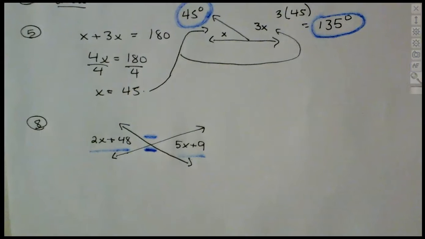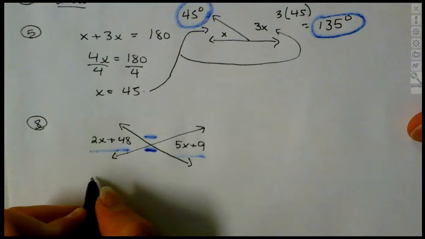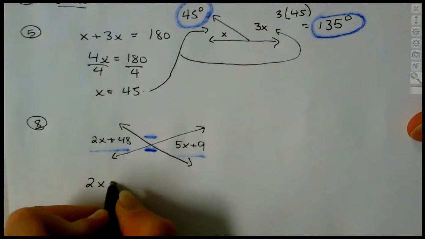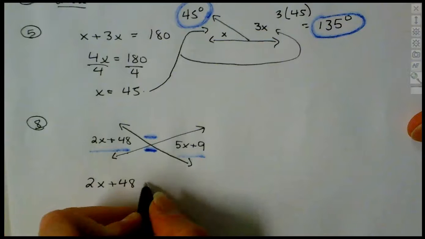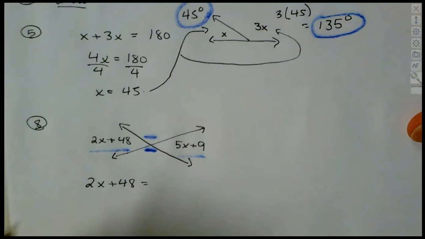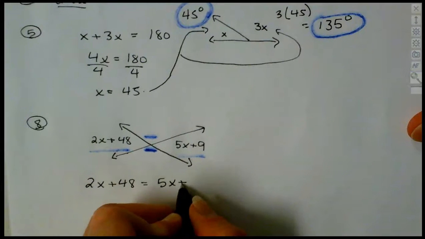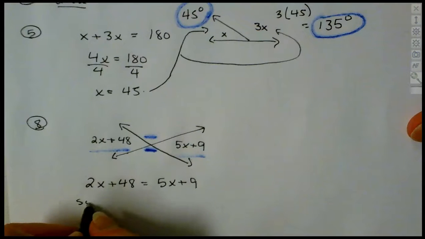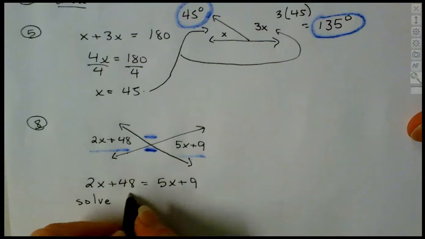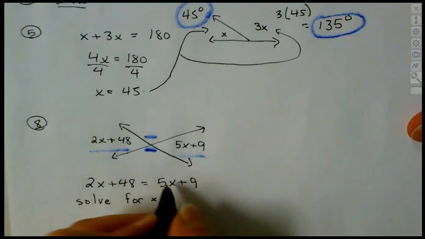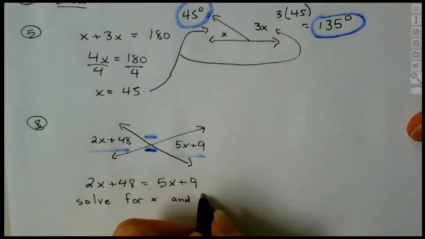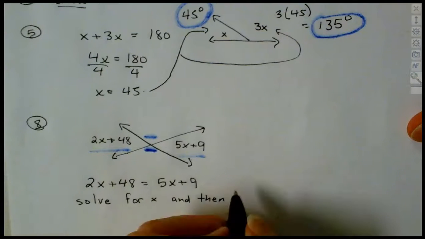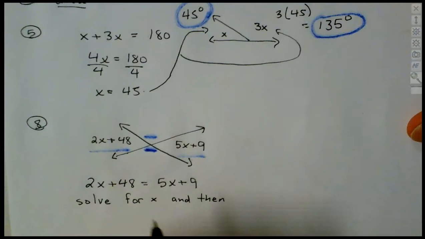All right, so I'm going to write up the equation. You're going to solve it on your own, and you're going to finish it out, just like what we did on the last one. So your equation is going to be 2x plus 48 equals 5x plus 9. So what you're going to do is solve for x and then find the measure of each angle.